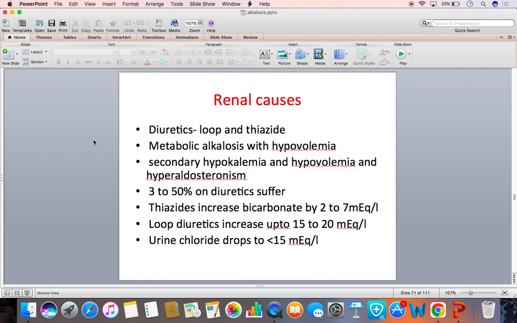Renal causes. How do you diagnose? Diuretics, loop and thiazide diuretics. Metabolic alkalosis with hypovolemia, secondary hypokalemia and hyperaldosteronism. 3 to 50% on diuretics suffer. Thiazide increases bicarbonate by 2 to 7 milliequivalents per liter. Loop diuretics increase it up to 15 to 20 milliequivalents per liter. Urine chloride drops to less than 15 milliequivalents per liter.